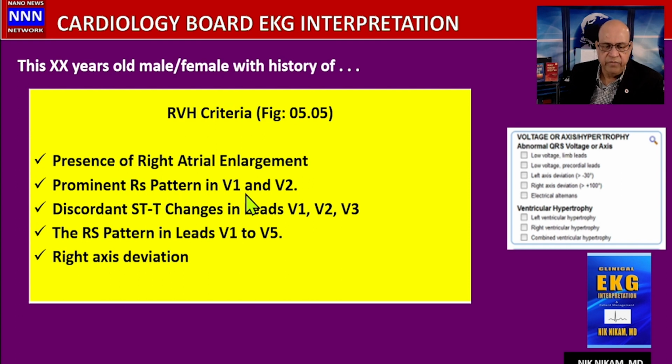smaller S wave in V1 and V2. Discordant STT segments, that is hypertrophy with strain. Your hypertrophy, tall R waves, strain, which is downsloping ST segment and T wave inversion. So those are important things. Then we have an RS pattern in lead V1 to V5, suggesting this more rightward deflection of the impulse. Then, of course, right axis deviation.